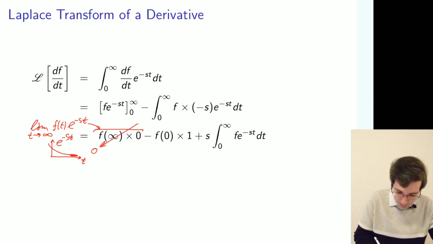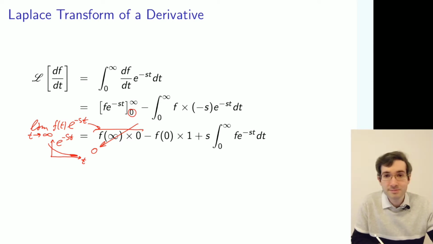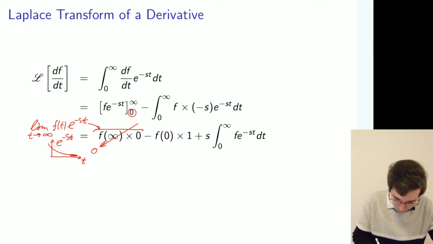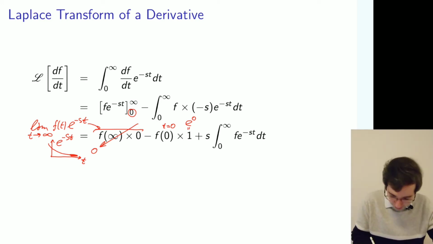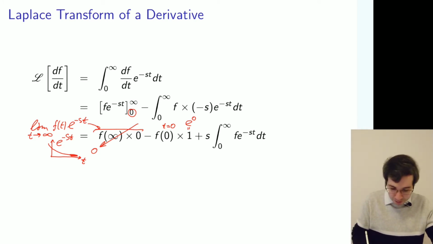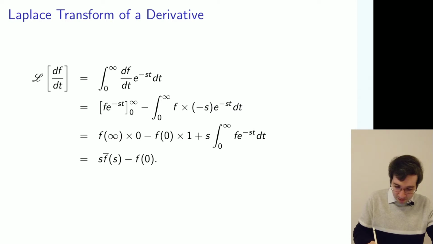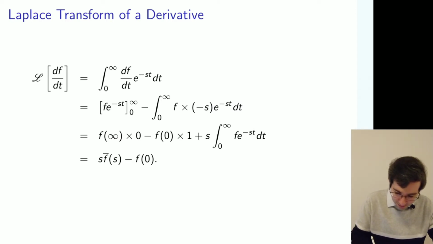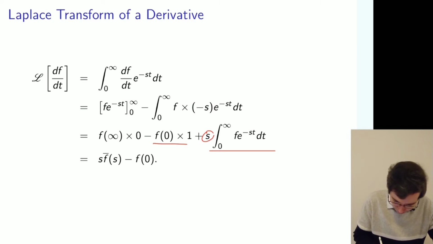And for the other limit, we just put 0. So we plug in time equals 0 for the function multiplied by the exponential at the power of 0, which is 1. And we have the original integral on the right as the last term. So putting that together, we recognize that that integral is nothing else than a Laplace transform of a function times s, and we have also that term.